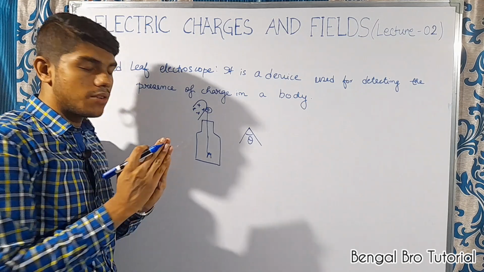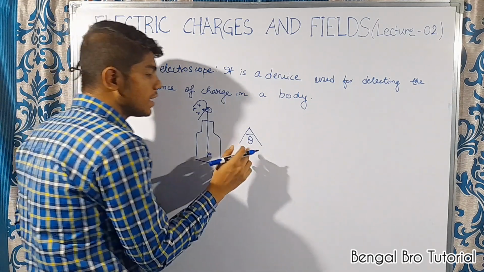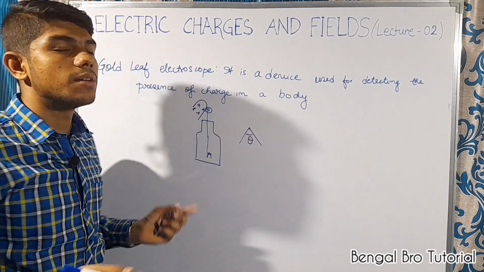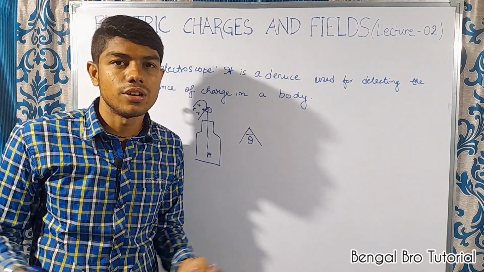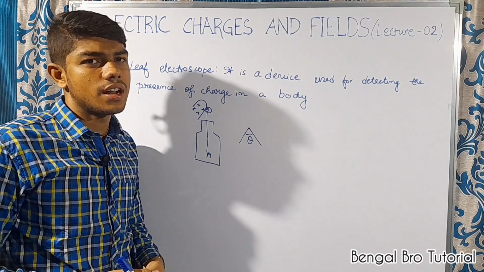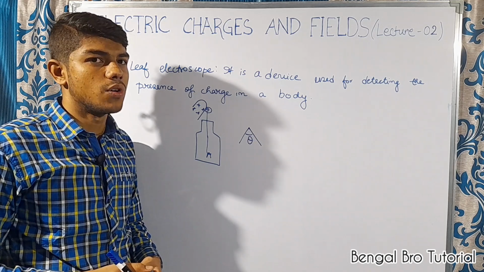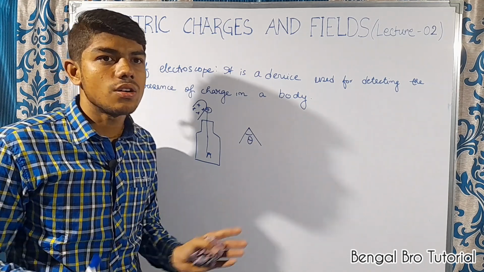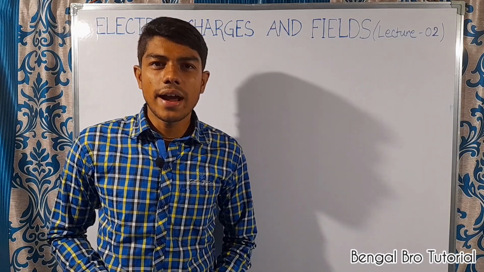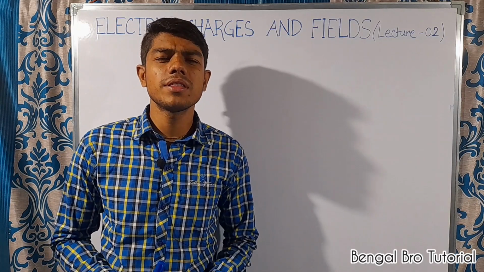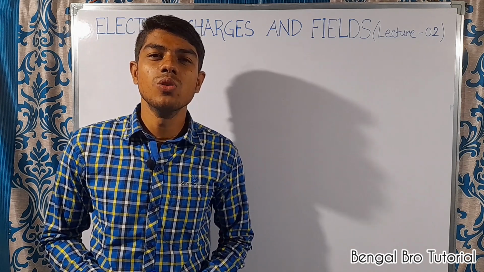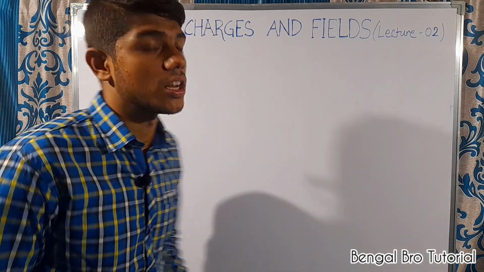If they diverge to a greater extent, making a greater angle, then we can understand that the body has a higher magnitude of charge. And if they do not deflect to that extent, then the magnitude of charge in the body is less. This is all about the gold leaf electroscope. Finally, we have learned about the different methods of charging and the gold leaf electroscope. Now we will look at the different properties of charge.